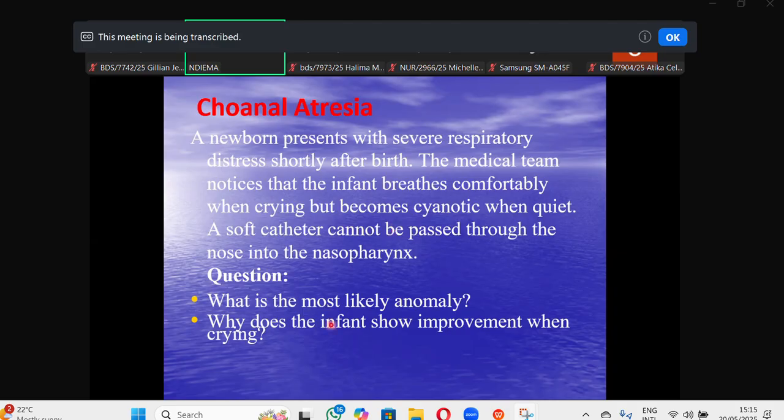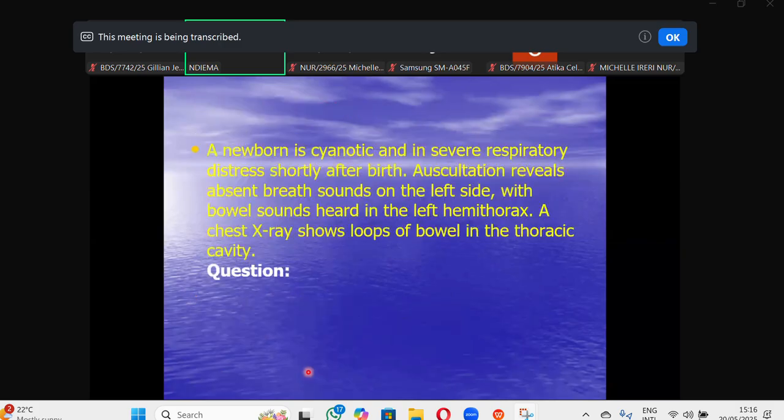But why does the child improve when the child cries? When the child is crying, it is forcing air through the nose, but also through the mouth, so the child is breathing through the mouth. So the child gets air through the mouth into the lung, and because of that, there seems to be some oxygen within the lung. So that is what is happening in this case.